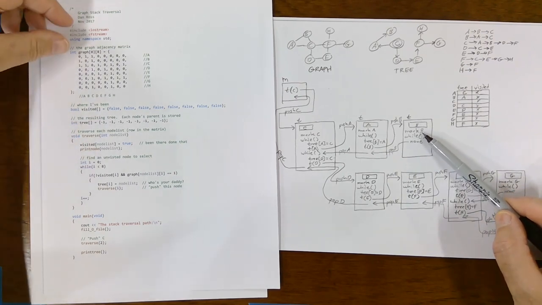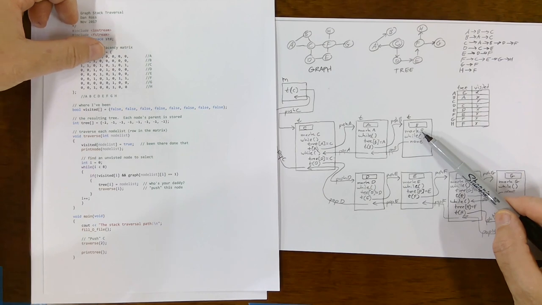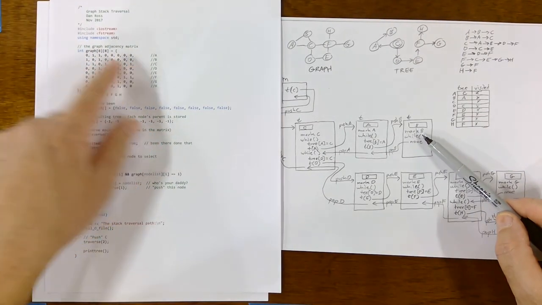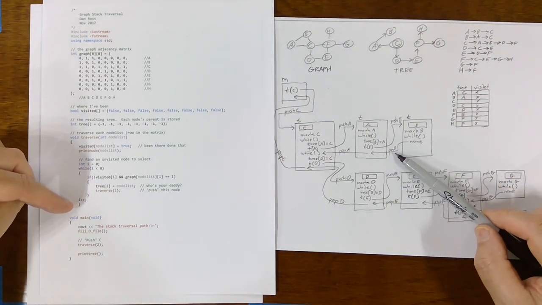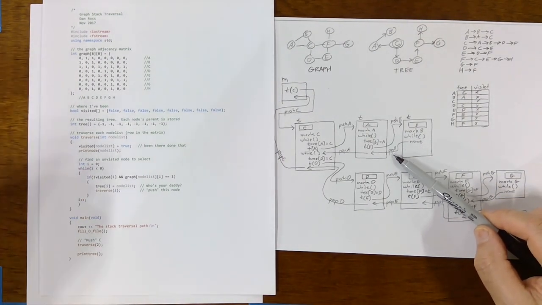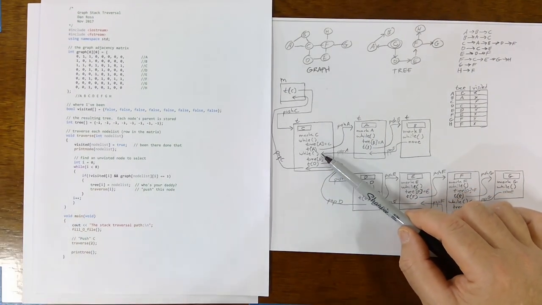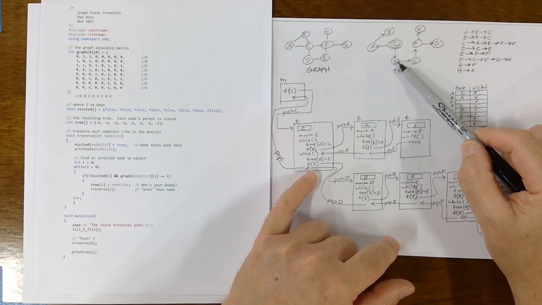Then we're going on to B's list, and we've visited A, we visited C. We're going to look at these other guys. We're not going to find any neighbors on B's row, so we're going to return, which is like a pop. Okay, and then we're going to pop all the way back to this. Then this is going to find D. It's the last unvisited neighbor of C.